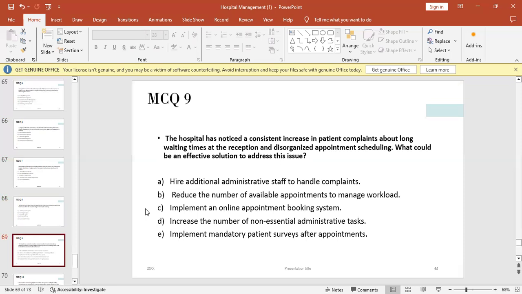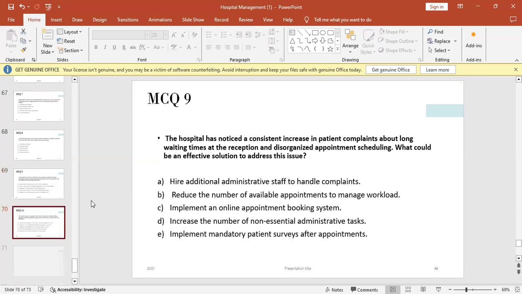The hospital has noticed a consistent increase in patient complaints about long waiting times at the reception and disorganized appointment scheduling. What could be an effective solution to address this issue? Hire additional administrative staff to handle complaints, reduce the number of available appointments to manage workload, implement an online appointment booking system, increase the number of non-essential administrative tasks, or implement mandatory patient surveys for appointments. Most of the options are correct, but the most suitable is to implement an online appointment booking system for the patients so that the waiting time is reduced.